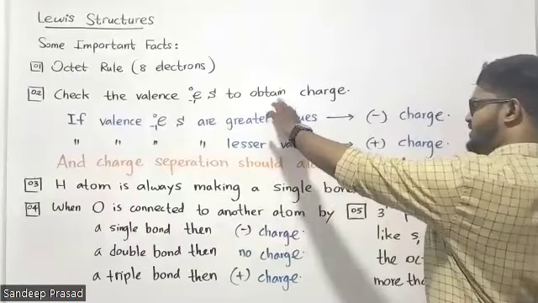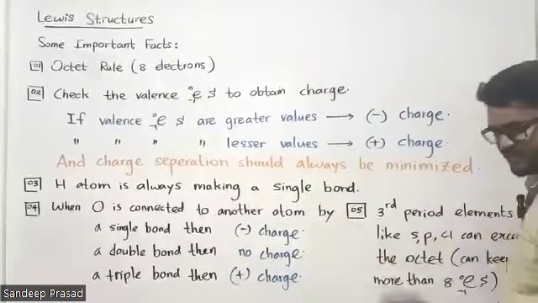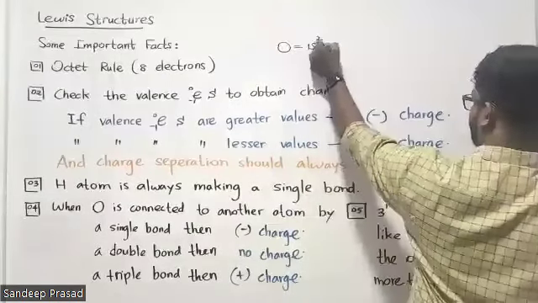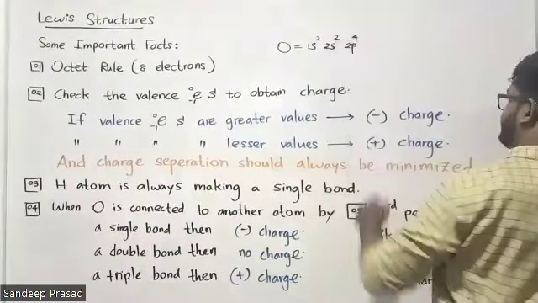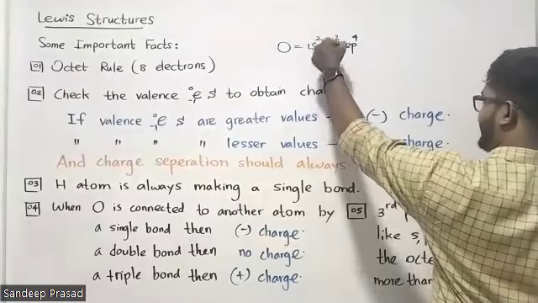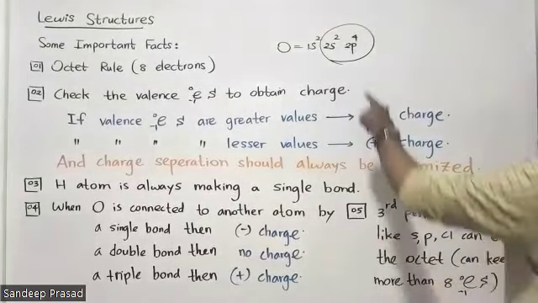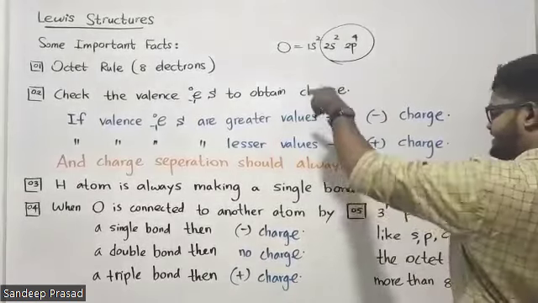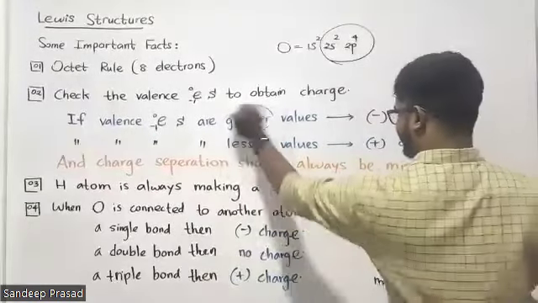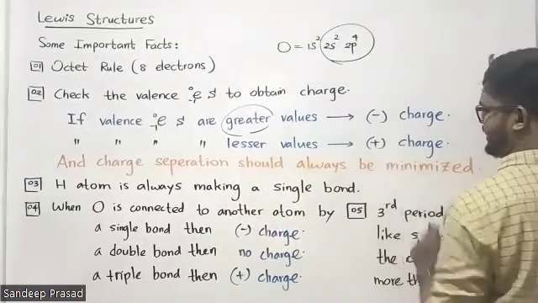Now, in the valence shell of oxygen, there are 6 electrons. Can you remember the electron configuration? Oxygen is 1s2, 2s2, 2p4. So this is the electron configuration of oxygen, and in the valence shell you can see there are 6 electrons, 2s2, 2p4. If there are more than 6 electrons, in case there are 7 electrons, the electron count is greater, which means electrons are gained. Since electrons are gained, we have to put the negative charge.